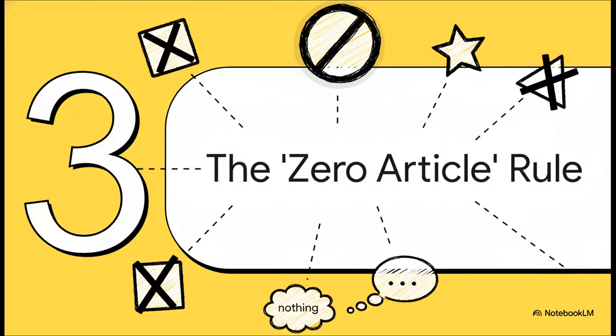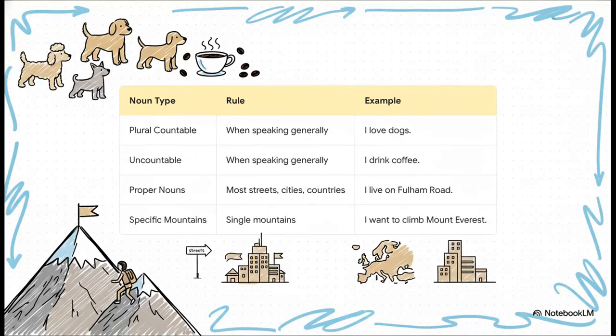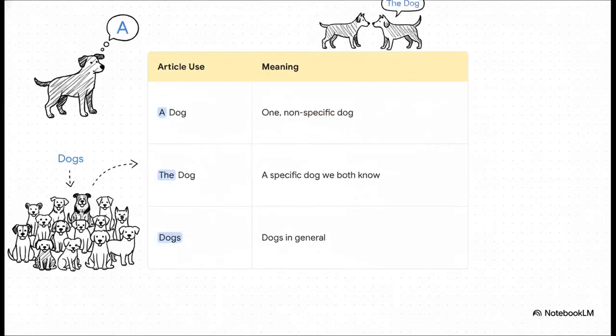But hold on, what about when we use no article at all? Yep, that's a thing. It's called the zero article. And it's just as important to get this right. We use the zero article when we're talking about things in the biggest, most general sense possible. So we're not talking about a dog or the dog, but just dogs as an entire category, like I love dogs. The same goes for things you can't count, like coffee. We also drop the article for most proper nouns, names of streets, cities, most countries, and even single mountains, like Mount Everest.